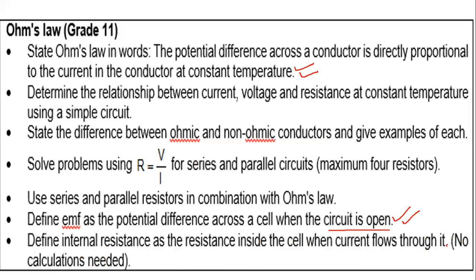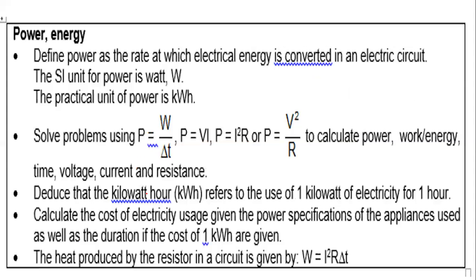The definition ends there as the resistance inside the cell when current flows through it. Then we must be able to talk about power as well as energy. And when we talk about power and energy, remember, you must be able to define the term power. And here power is defined in terms of electrical energy. So it is the rate at which electrical energy is converted in an electric circuit.